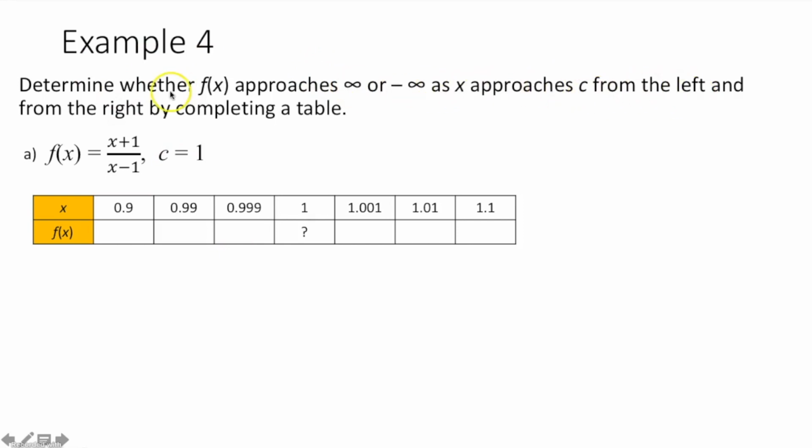Now example 4 says determine whether f of x approaches infinity or negative infinity as x approaches c from the left and from the right by completing the table. So these are pretty easy. We've done this before. We have 3 x values to the left of our c value 1 and 3 x values to the right of our c value 1. We're going to plug these in for x in our function and get the y values that go with them and then determine our limits.